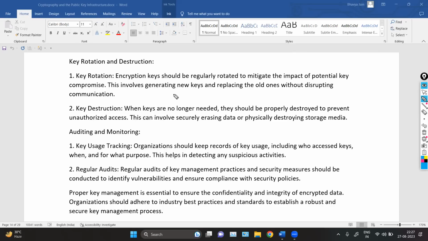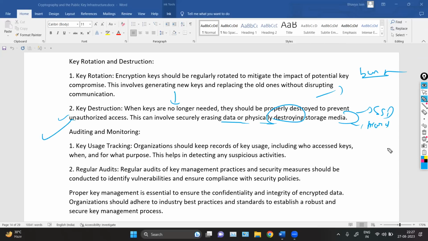Then we have key destruction. When keys are no longer needed, you can just destroy the keys. That is important to prevent unauthorized access. This can involve securely erasing data or physically destroying the storage media, that is SSDs or HDDs, your hard disk. Now, how can you destroy them? Just burn those devices, simply.